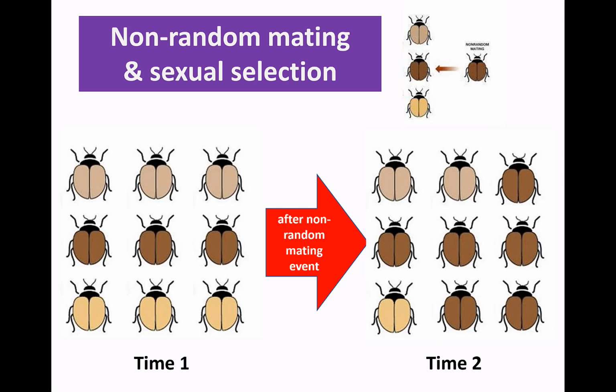If this were sexual selection, let's say the dark brown color is preferred by all females. In later generations, or after non-random mating occurs, the population will have more dark brown beetles. The allele frequency of beetle color has changed over time, so evolution has happened. This time, though, the mechanism is non-random mating.